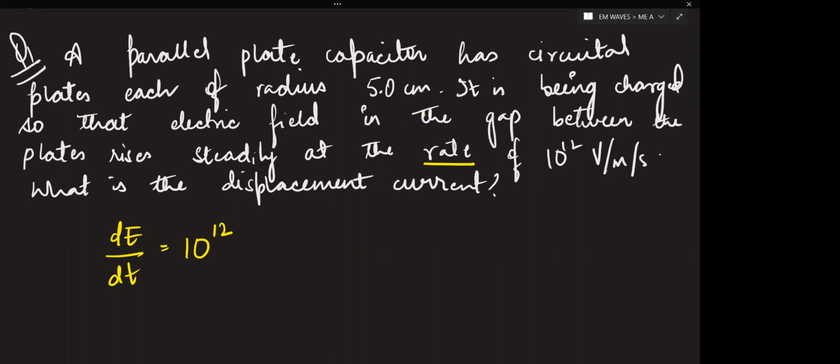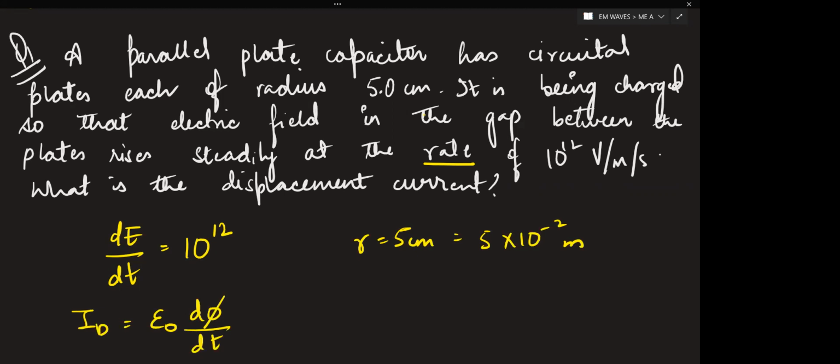Now radius is also mentioned, 5 centimeter. Let's convert it into the SI unit: 5 into 10 to the power minus 2 meter. This is the radius given. We have to find out displacement current. So this is epsilon naught d phi over dt. Now phi E we can calculate: this is electric field multiplied by the area, or you can say electric field into pi r square.